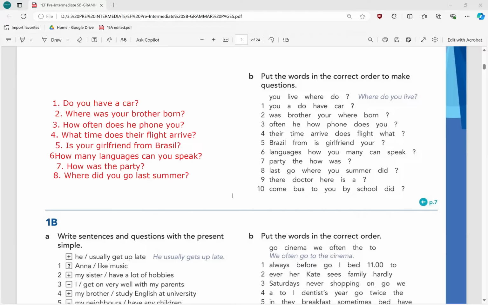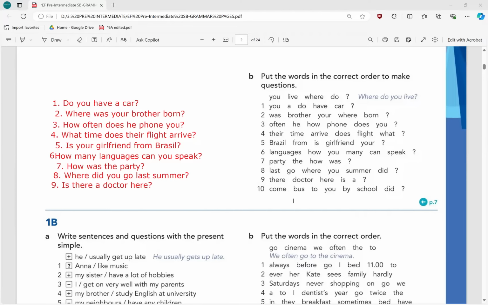Number 9. Their doctor here is a. So we don't have the question word. So we're going to start with is there. Number 9. Is there what? A doctor. Is there a doctor here? That's it. Is there a doctor here?